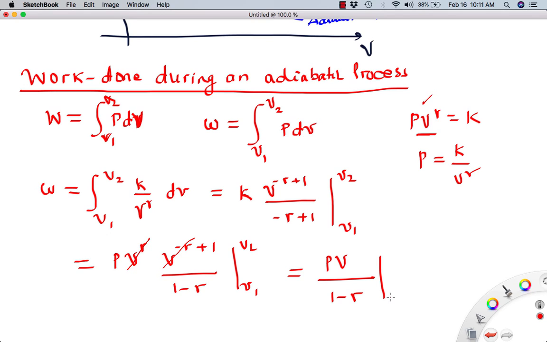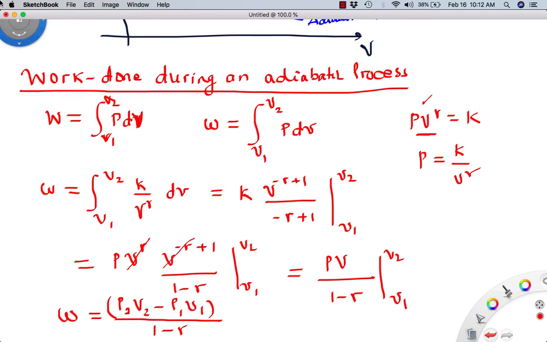So when you apply this limit to V, we also need to write different pressures. For V1 we'll have pressure P1, and for V2 we'll have pressure P2. Pressure is not constant here. So for the upper limit, the pressure is P2 and volume is V2, and for the bottom limit we have pressure P1 and volume V1. Applying the limits, we have 1 minus gamma in the denominator. So that's the expression for work done in an adiabatic process.